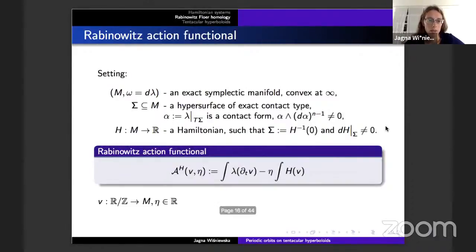In this setting, we can define the Rabinowitz action functional. It acts on the loop space times R, the real numbers, and to each loop and number, it associates another number. More precisely, the integral of the primitive over the loop, and then the integral of the Hamiltonian over the loop. And then this additional eta parameter pops up. If it was not actually here, then some of you probably would recognize the action functional from Floer theory. But this one has this additional parameter, which acts as a Lagrange multiplier. As we will see, it is going to pick up all the periodic orbits on this given hypersurface Sigma.